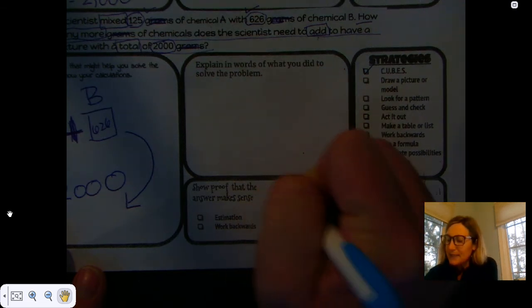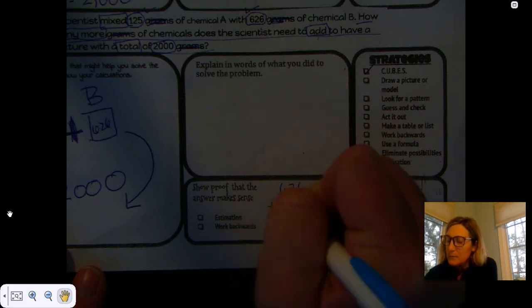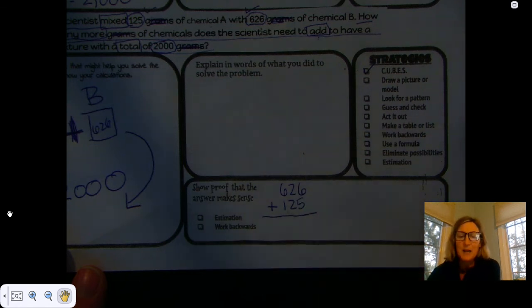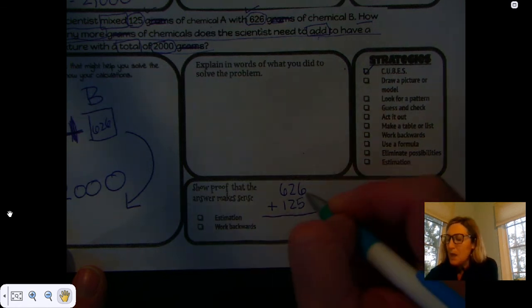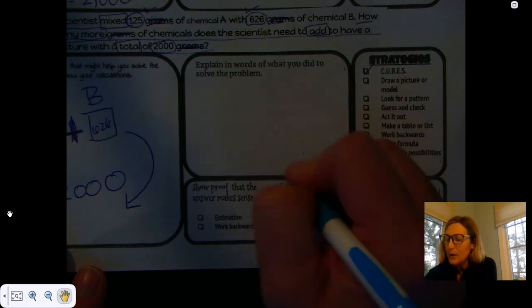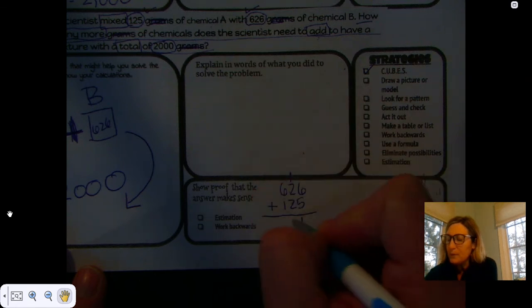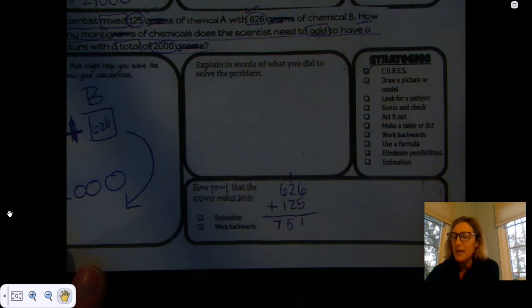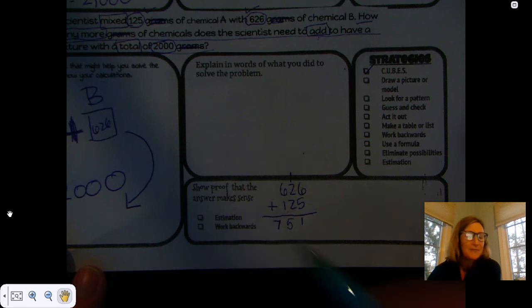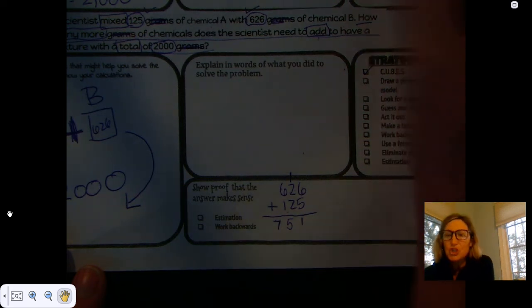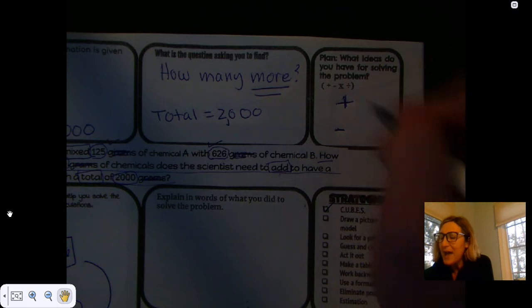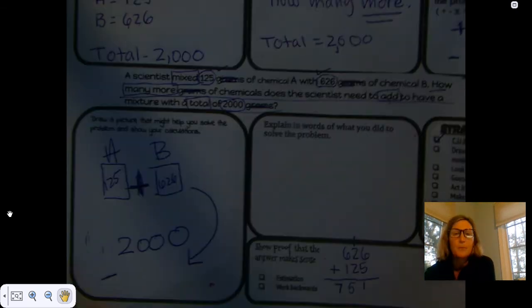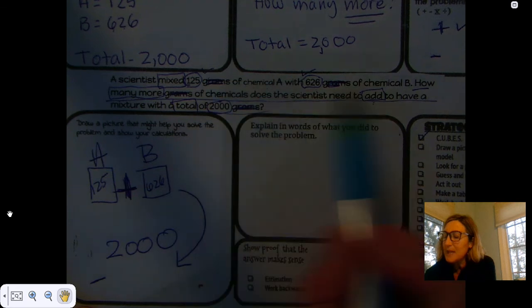So we know we have 626 plus 125. That's chemical A and B. Now that's A and that's B, but I like to put the larger number on top when I'm adding. It doesn't matter. So let's add. 6 plus 5 is 11. Carry our 1 here. 2 plus 2 is 4, plus 1 is 5. And 6 plus 1 is 7. So I know when I add chemical A and B, I've got 751. So I can check off up here that I've added. Okay, and let's look at our problem again. They mix the chemicals.